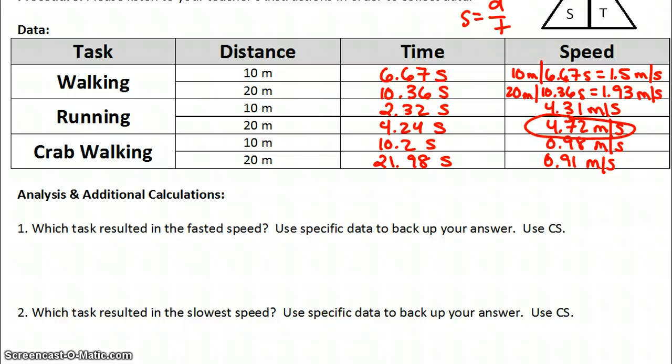Number two, which task resulted in the slowest speed? So when were you traveling the slowest? Look for your lowest number. On my data, it happens to be 0.91 meters per second, which was crab walking at 20 meters. So that's what I would write about.